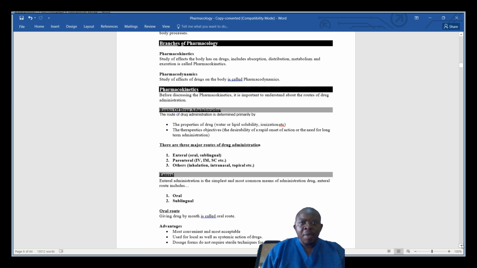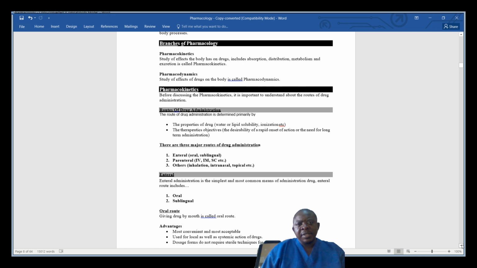Okay, so the routes of drug administration may include the following. The route of drug administration also determines how fast the drug will be used within the body. The route of the drug determines how fast, how effective, how easily available the drug will be. So the process of drug, that is water or lipid solubility or ionization, goes with the route of administration. The therapeutic objective, that is the desirability of rapid onset of action or the need for long-term administration, depends on the route of the drug.